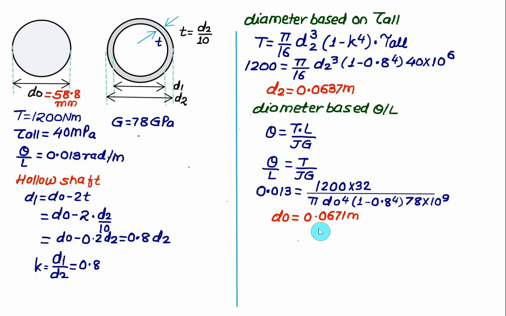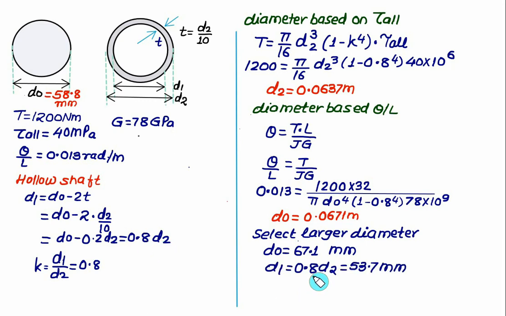So you have to select the larger diameter. The larger diameter comes out to be 67.1 mm. That is, this value is the larger, so 67.1 mm is the larger diameter that we will finalize. And using this relation, we can calculate the value of D1 as 0.8 times D2. 0.8 times 67.1 is 53.7. So we know the value of D1, which is 53.7, and D2 equal to 67.1. All dimensions are finalized based on the two constraints: one is the shear stress and one is the twist per unit length.